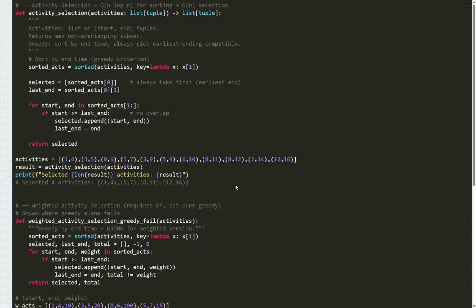Always pick the activity that finishes earliest. Not the one that starts earliest. Not the shortest one. The one that ends soonest, because it leaves the maximum possible window open for future activities.